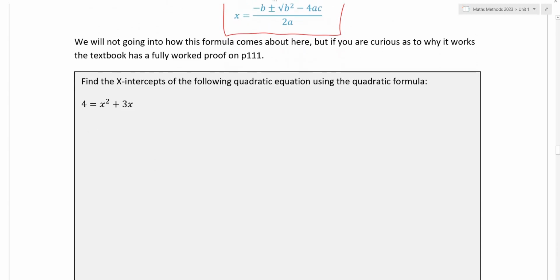Okay. So, if I want to find the x-intercepts using the quadratic formula, I need to get it into the right form. Is that equation, as we look at it, in the right form? No, it's got to be 0 equals ax squared plus bx plus c. So I'm going to get rid of this 4. And that gives me on the left-hand side 0. x squared plus 3x minus 4.